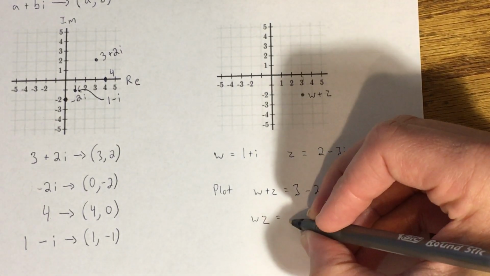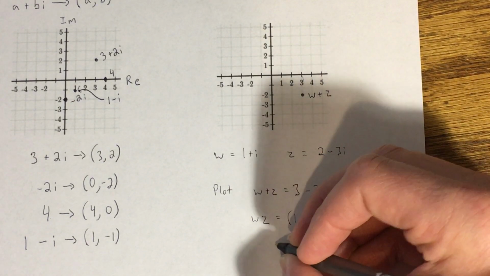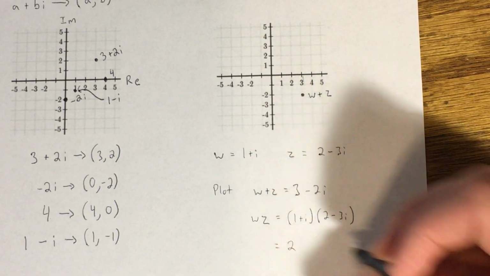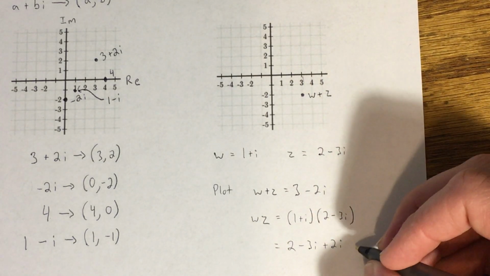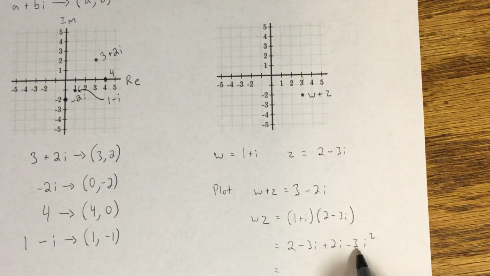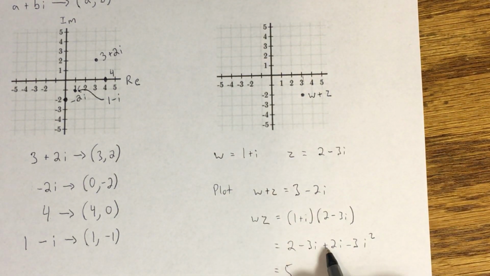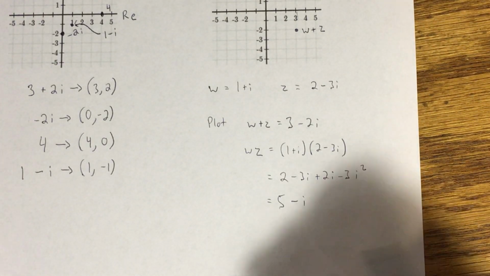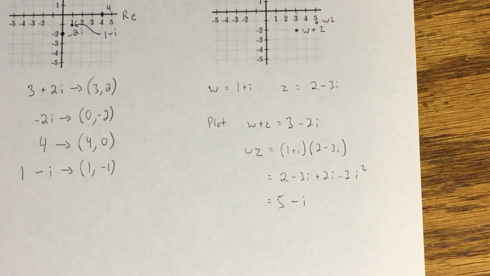Or if I wanted to multiply w times z, (1 plus i) times (2 minus 3i). Again, we treat it like FOIL, so I'm going to get 2 minus 3i plus 2i, and then minus 3i squared. Negative 3 times i squared is negative 3 times negative 1, or just 3, plus 2, that would be 5. Negative 3i plus positive 2i would be minus i. So I would associate that with the point (5, -1). So wz is right there.